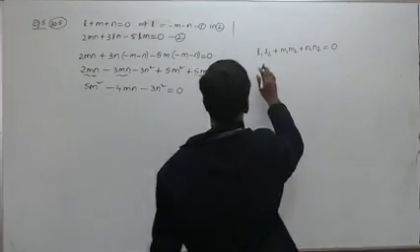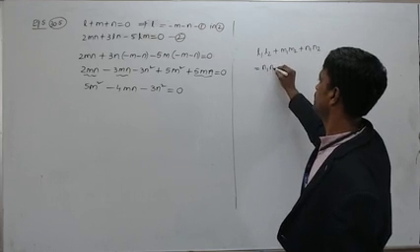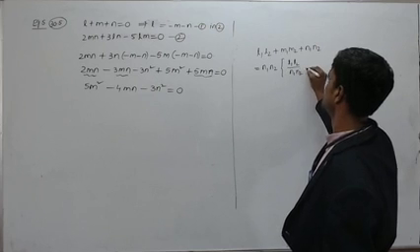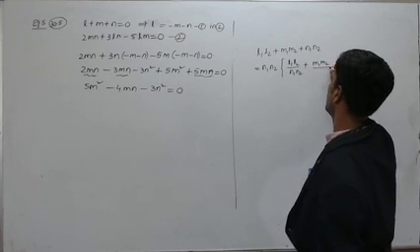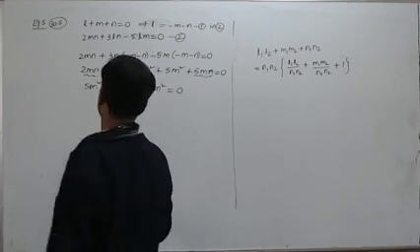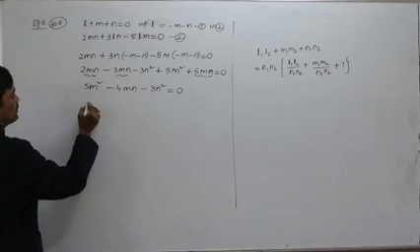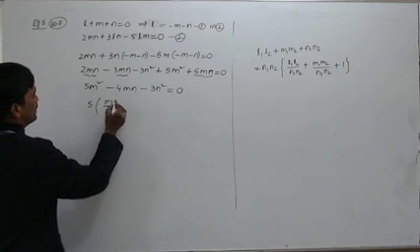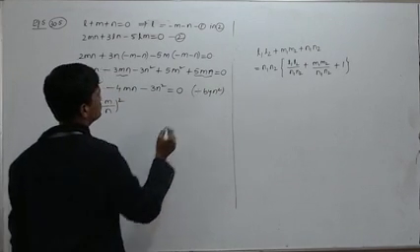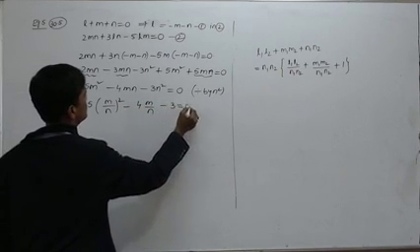Here l1 l2 plus m1 m2 plus n1 n2 is equal to 0 can also be written like this. If you take n1 n2 common, you get l1 l2 by n1 n2 plus m1 m2 by n1 n2 plus 1. So throughout the equation I am dividing by n square. If I divide by n square, what I will get: 5 into (m by n) whole square, then plus 4 into m by n, minus 3 is equal to 0.